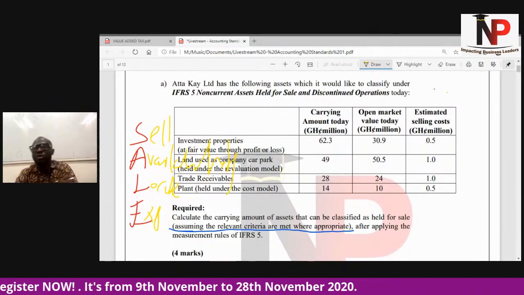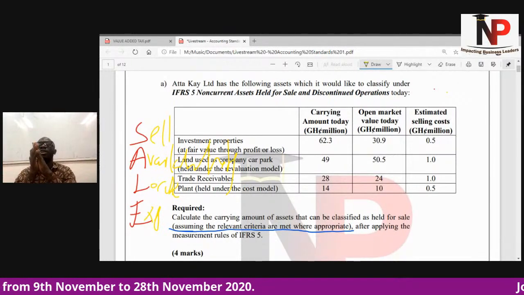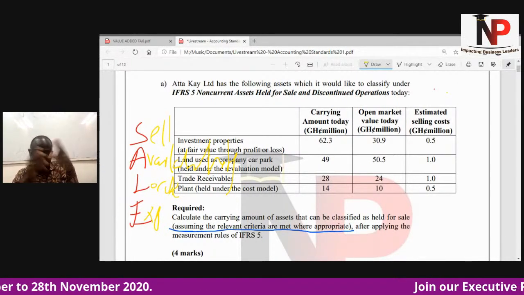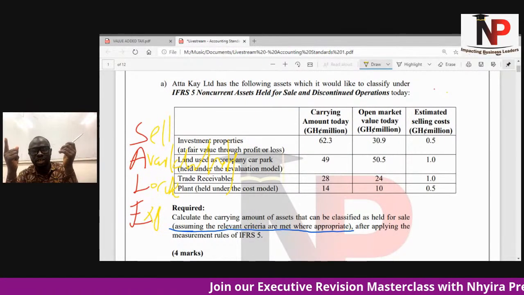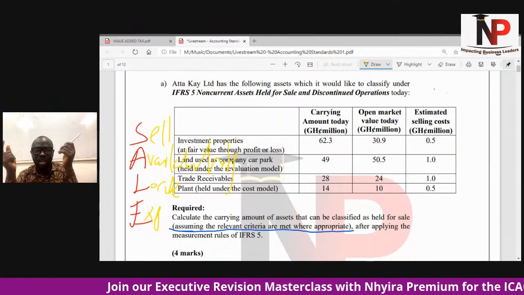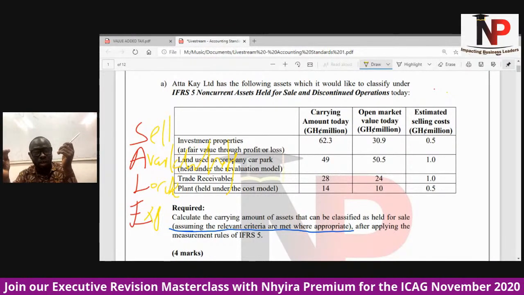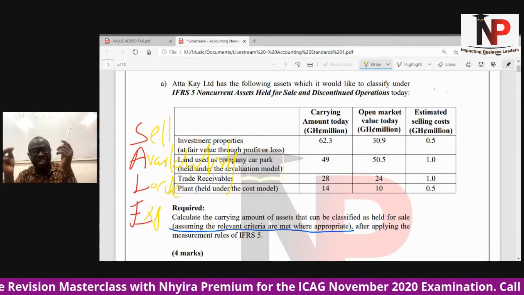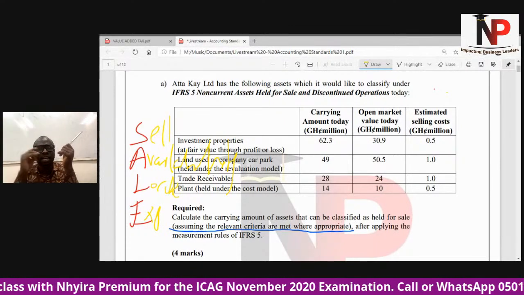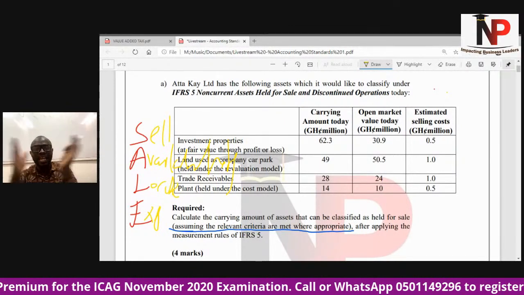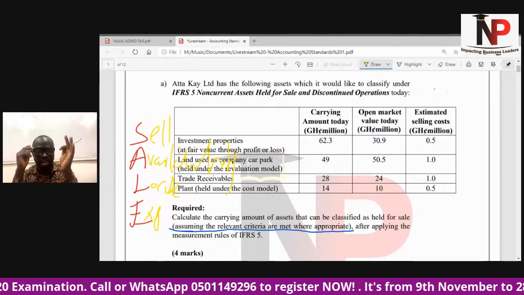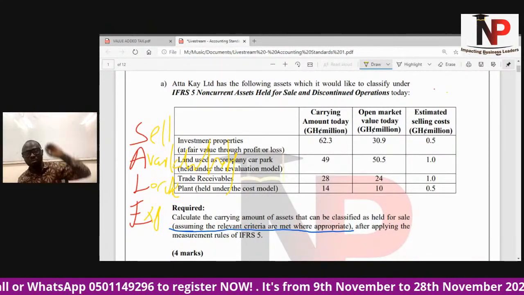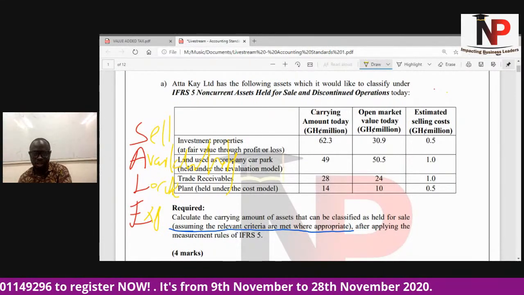So that is what we mean by the sale recognition criteria. Management has an intention to sell the asset. The asset is available for sale. They are looking for a buyer or they've already located a buyer, and they expect that the sale will be done in less than 12 months. That is what we mean by the sale recognition criteria.